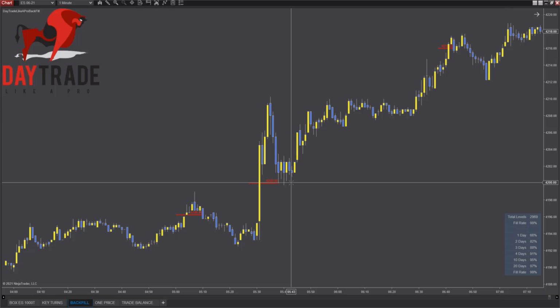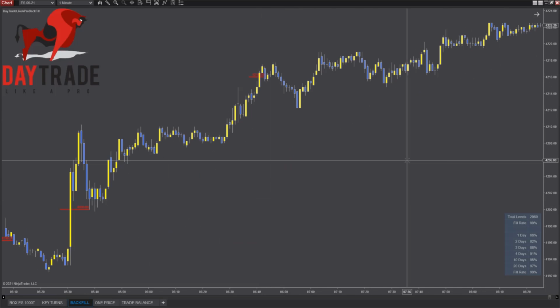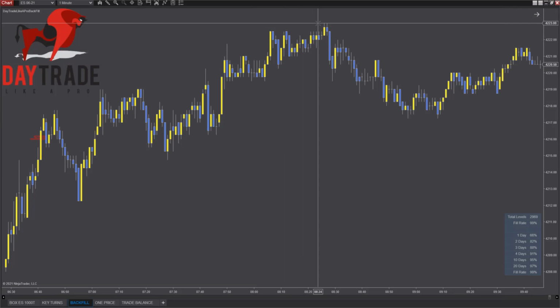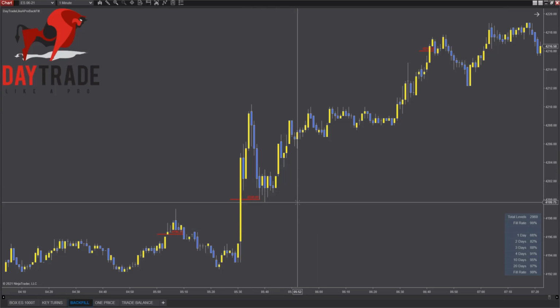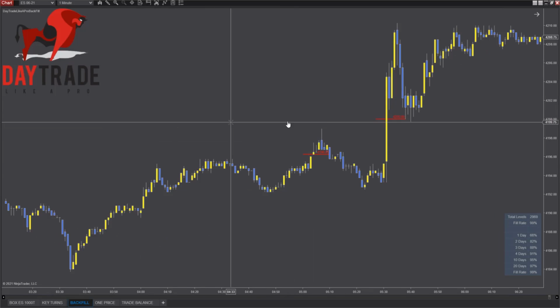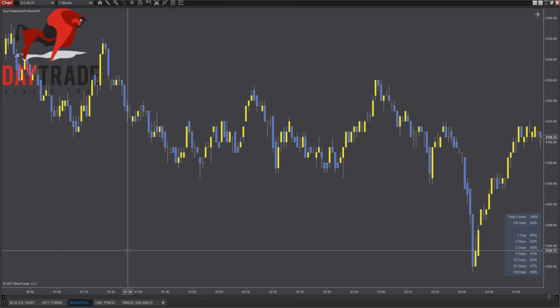Market keeps going, pulls right back to it. Big move off 4,200. That ends up running 23 points up to there. So these kinds of moves, that's something with backfill that I like.